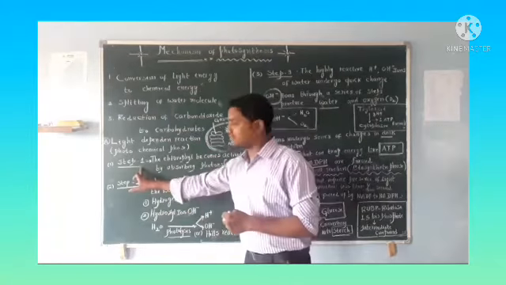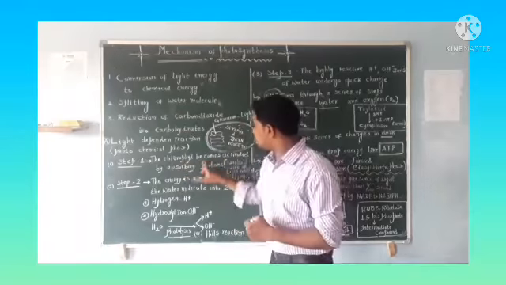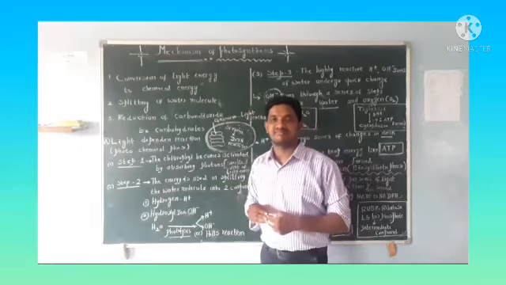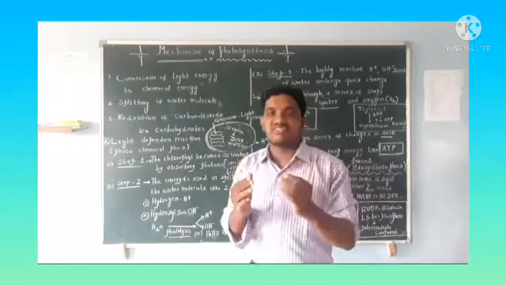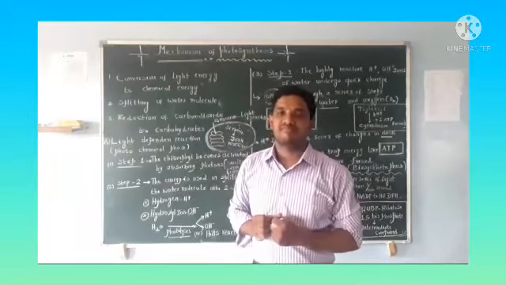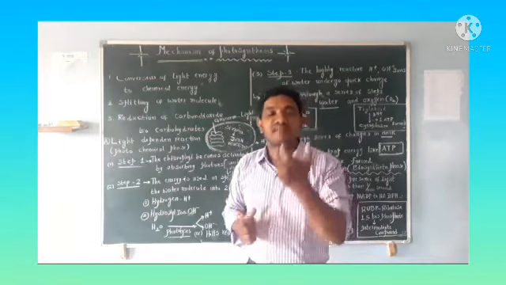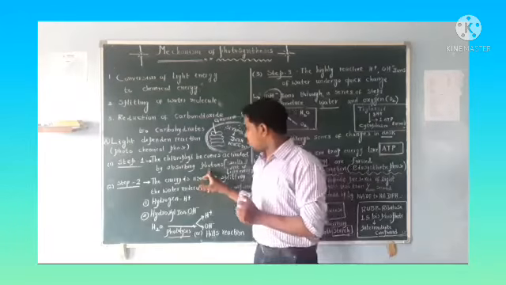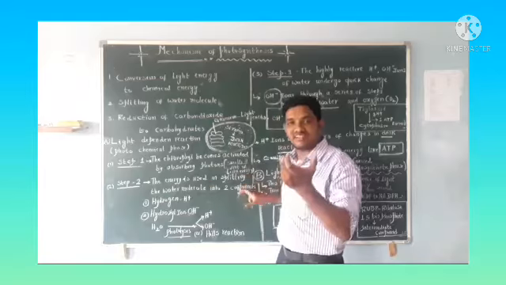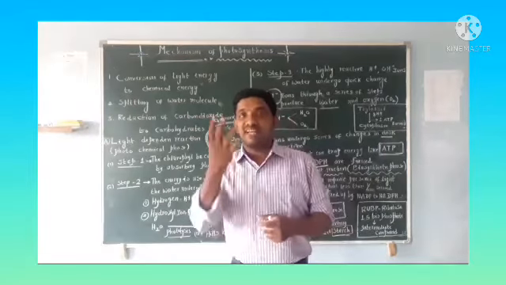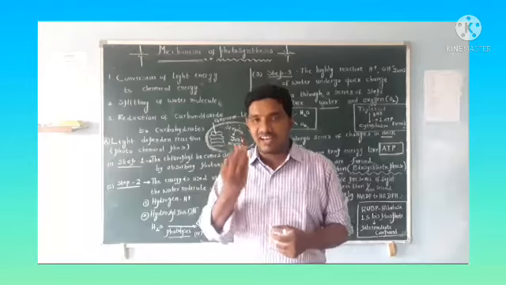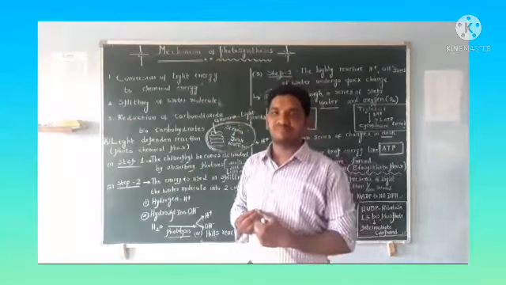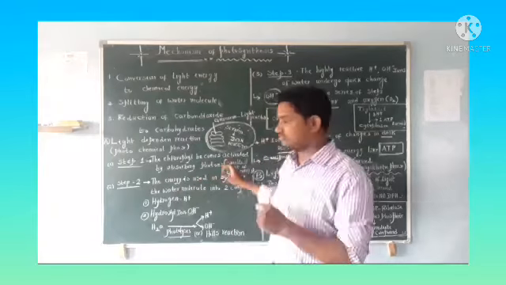The first step is that the chlorophyll becomes activated by absorbing photons. Chlorophyll pigments are trapping solar energy. When it traps the solar energy, it receives photons. Photons means the smallest unit of light energy. When it receives this energy, chlorophyll becomes activated. This is step number one.